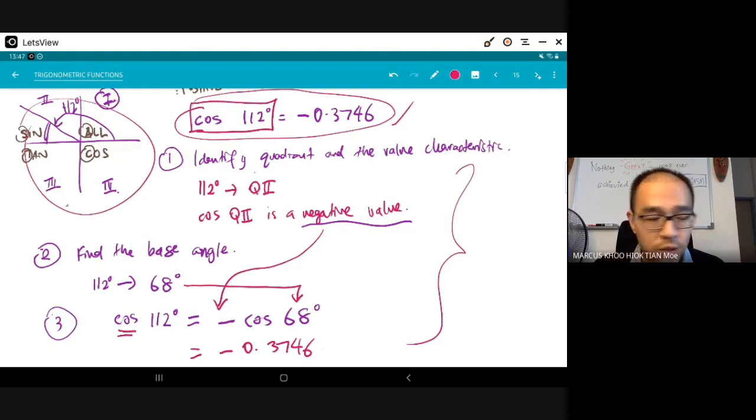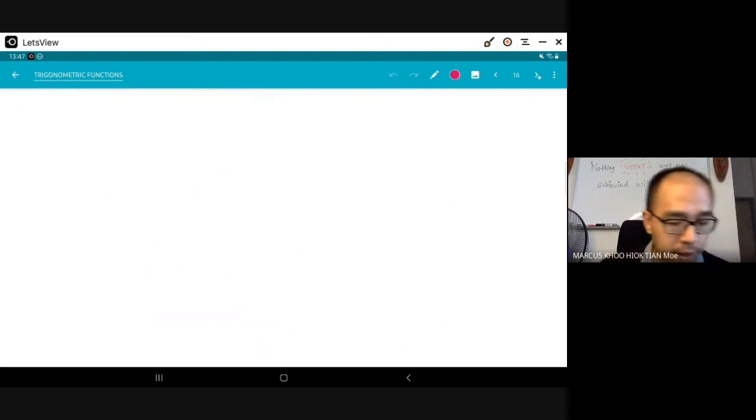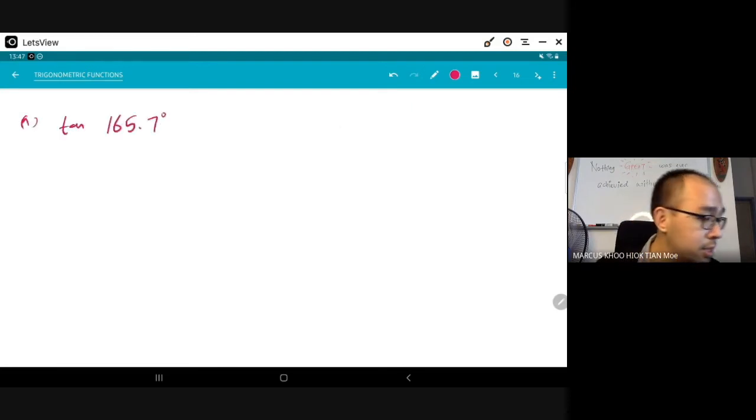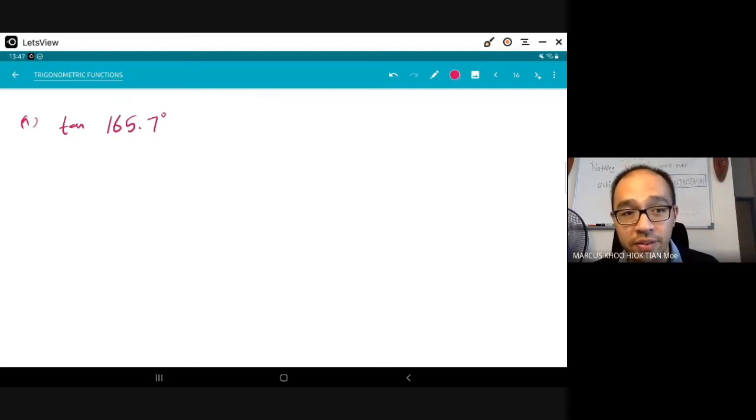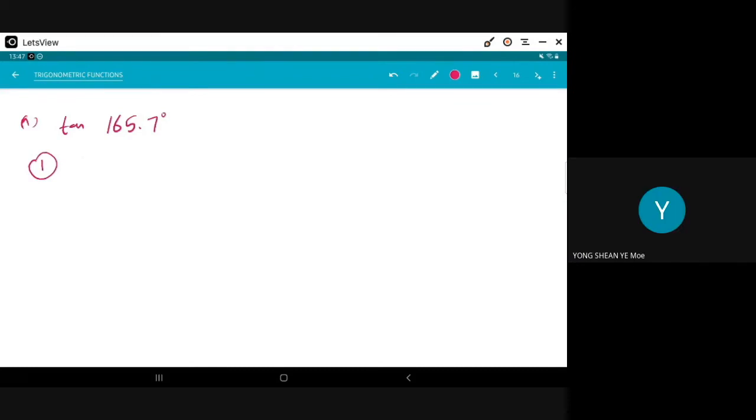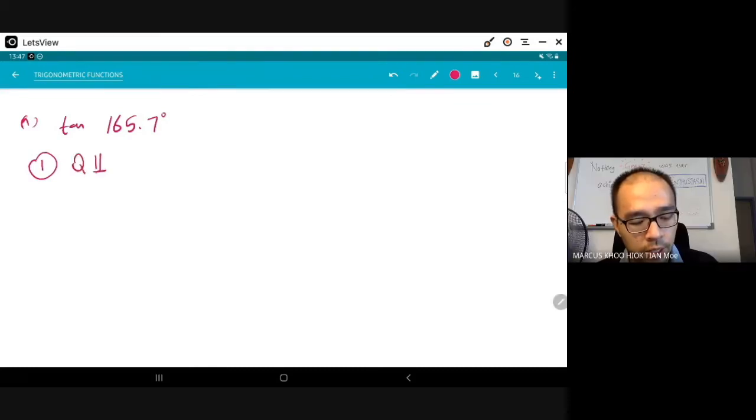Let's try one. I'm going to give you this: tangent 165.7 degrees. Step number 1, identify the quadrant. 165.7 is quadrant 2. In quadrant 2, is tangent positive or negative?